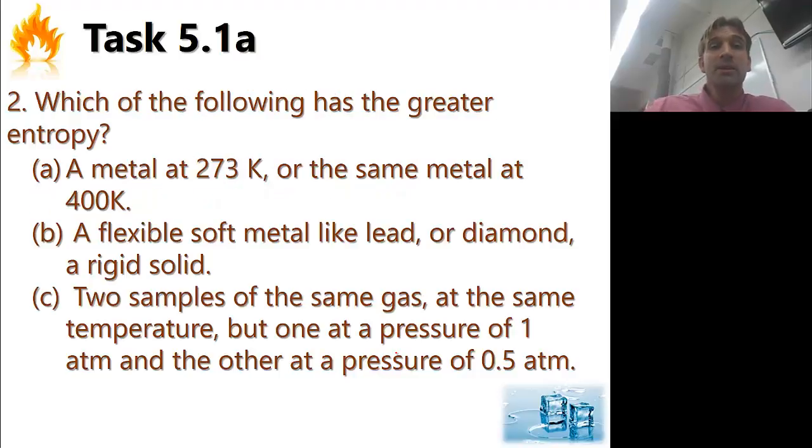In our second question, we're trying to determine what has more enthalpy in each of these scenarios. So you have a metal at a 273 Kelvin temperature or a 400 Kelvin temperature, consider that factor. A flexible soft metal like lead or a diamond, which is a rigid solid. So again, think about how the particles can move. And then lastly, two samples of the same gas, but at different pressures. You can consider volume with pressure differences also.